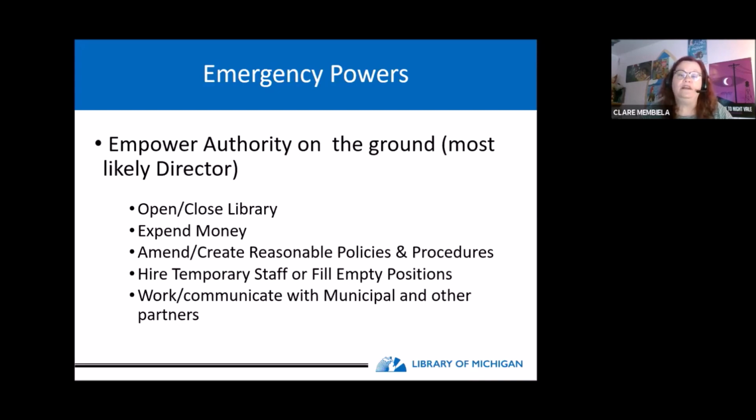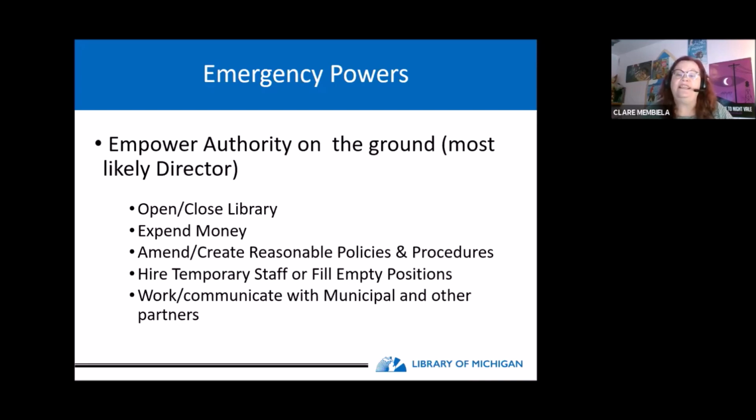Can the director open and close the library? Can the director expend money? Can the director amend or create reasonable policies and procedures, including hiring temporary staff or filling empty positions from staff who maybe can no longer come into work for a certain amount of time because they're dealing with other things on their own relating to whatever the crisis or disaster is? Does the director have the authority to work and communicate with municipal and or emergency personnel or other partners in the city or township, or even in the state?